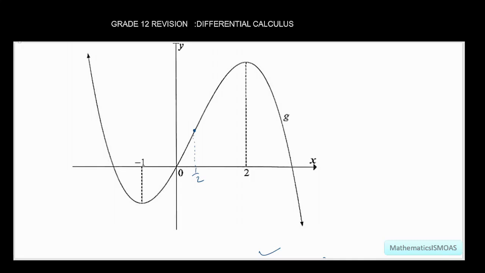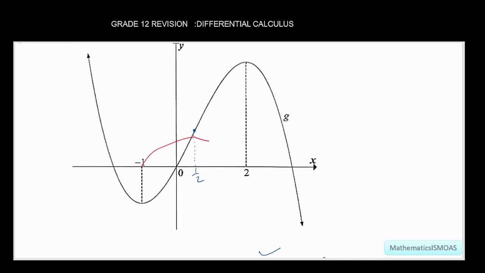And between -1 and 2, g is increasing. Therefore, our gradient will be positive where g is increasing. Therefore, the graph of the gradient will be on the positive y-axis. Then we also have the x value of the point of inflection. The x value of the point of inflection will be the x value of the turning point of the gradient of g. Therefore, this will be the part of the graph.